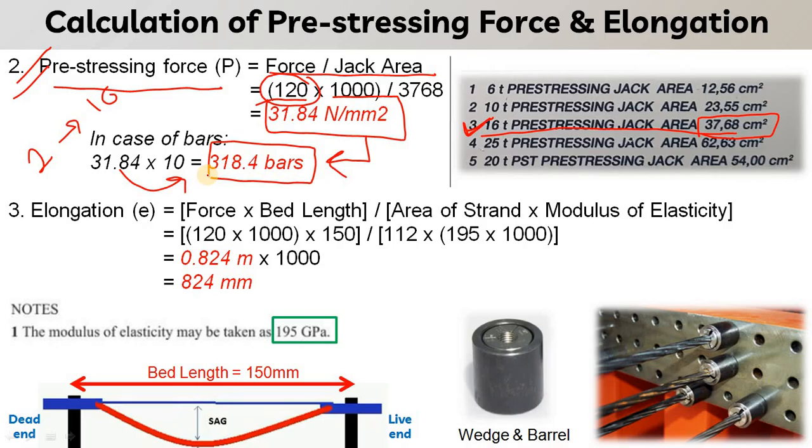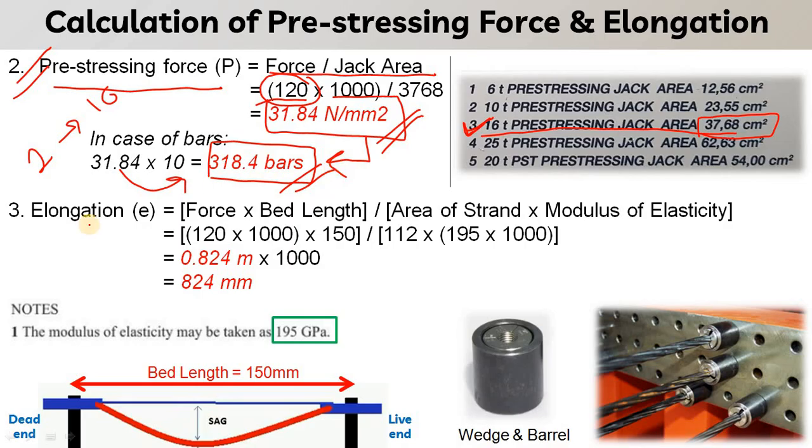So if you have a pre-stressing machine that shows the force in terms of Newton per mm square, we will set 31.84 Newton per mm square as our force. Or let's say we have a machine in which it shows the unit in bars, so we will set 318.4 bars.